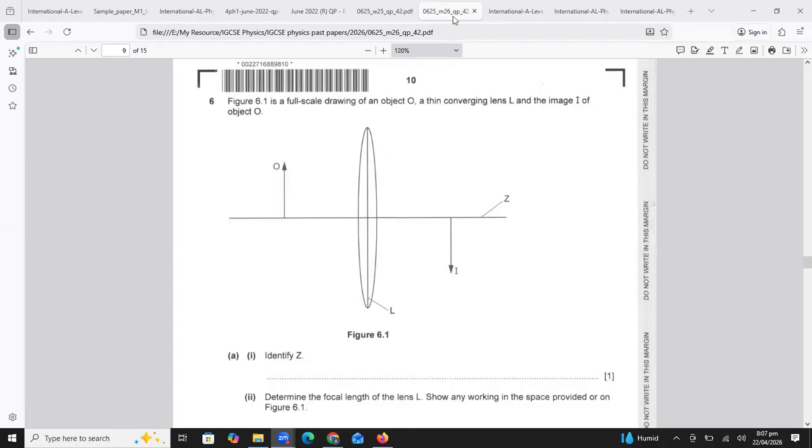Now you can see in this diagram, object O is given, image I is given, and the focal point is missing. They have not marked the focal point. In part A 1, they are saying identify Z. So what is Z here, students? This is the line which is passing through the optical center. What is the name of the line Z, students? Yes, Beta.